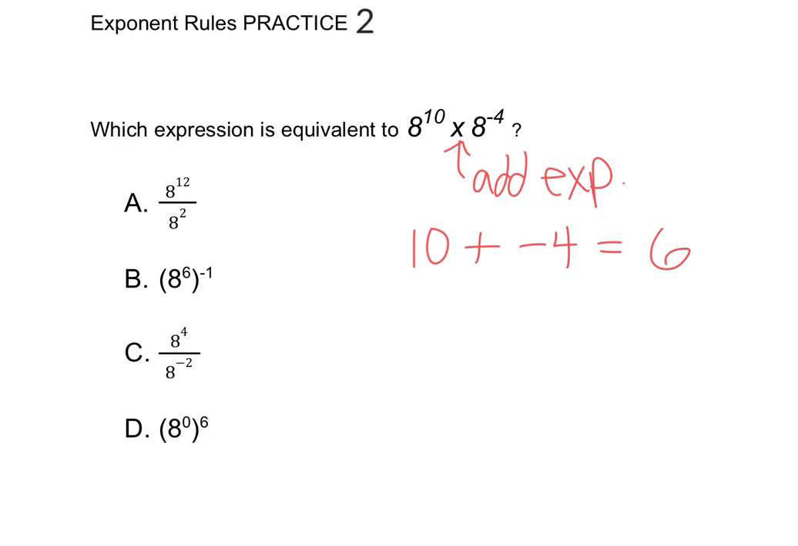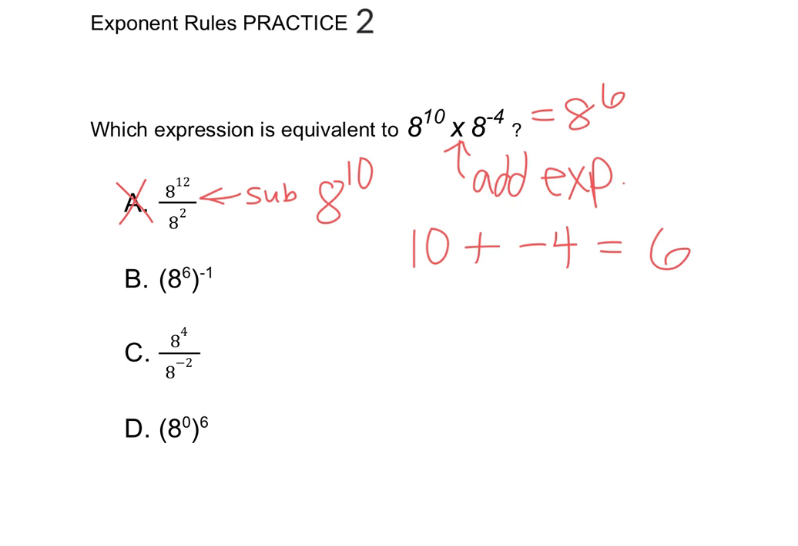So that means this is going to equal 8 to the 6th power. Now I need to see which of these answer choices also gives me 8 to the 6th power. So letter A, this is a division rule, but for division we are going to subtract our exponents. So I'm still going to keep my base 8, and then 12 minus 2 is 10. So it's not choice A.